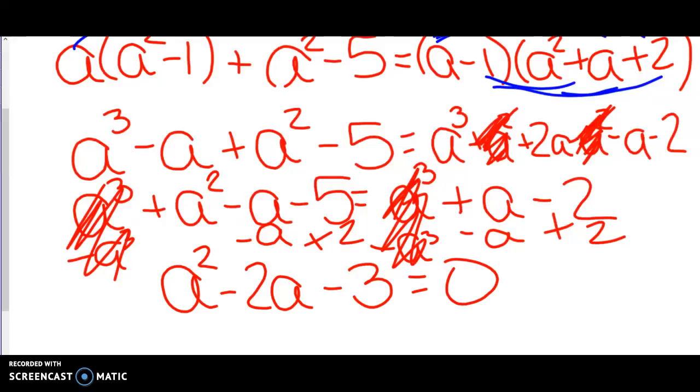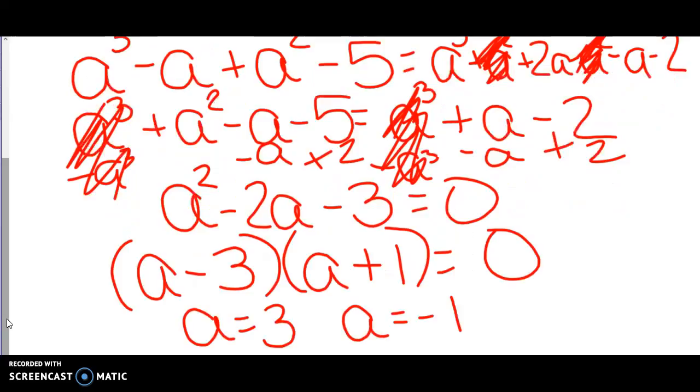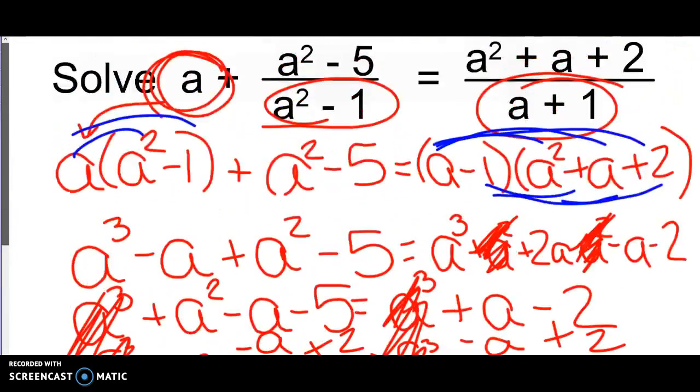All right, so it looks like we're going to be factoring. So let's go and factor this. It's very simple to factor. Okay, so once I factored and solved it, I've got a is equal to 3 and a is equal to negative 1. Now, we have to go back and check these. So let's plug these back into the original equation. I'm going to scroll all the way up. What was it? 3 and negative 1? All right, I'm going to erase them.